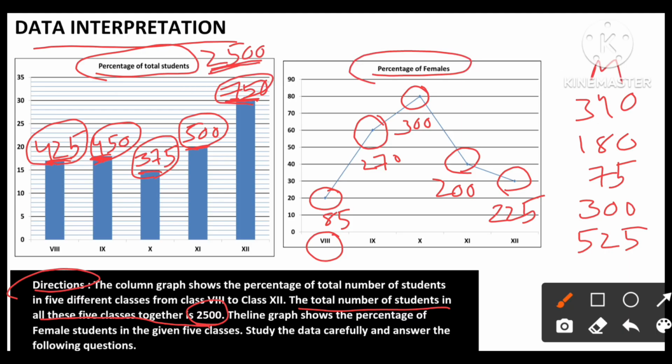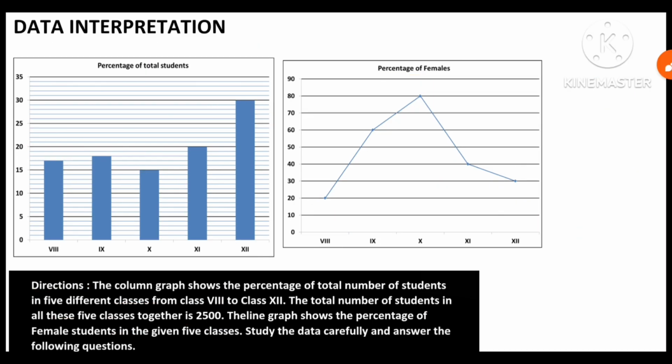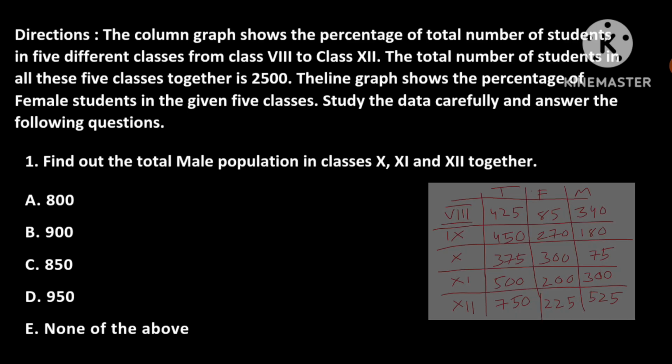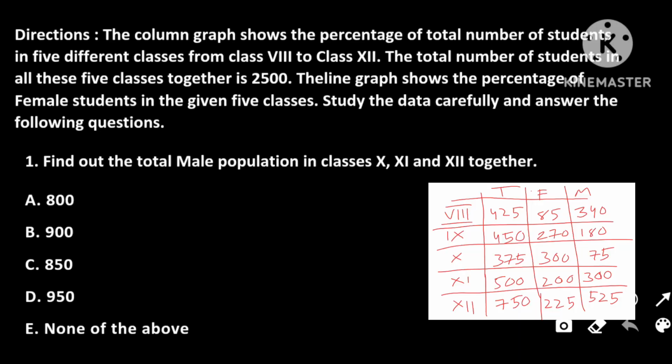Now we need to make this into a table. Okay, so we are going to make this into a table. So this is the table what we got. Let's see the questions that are asked for the data interpretation. So here is the questions.